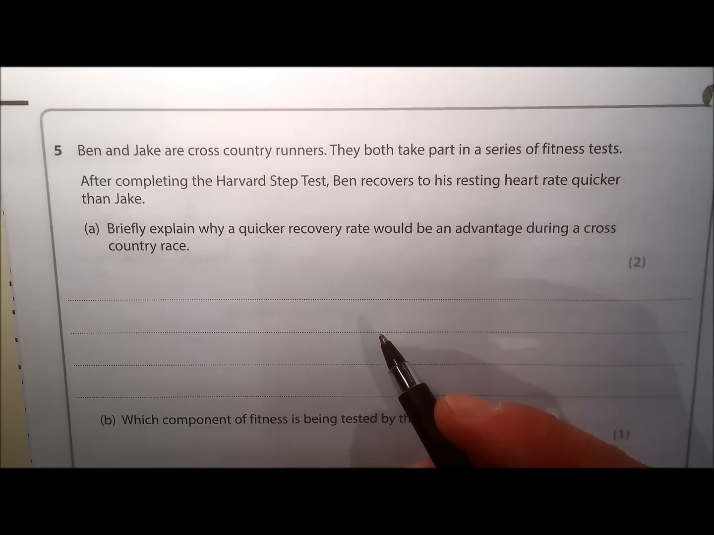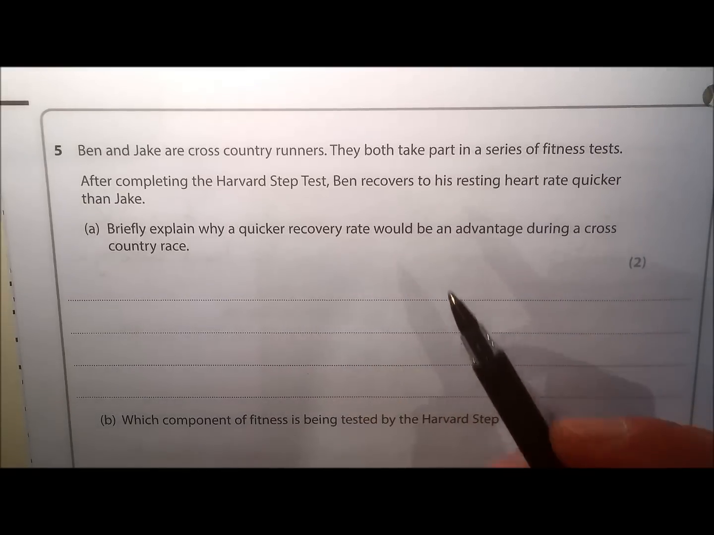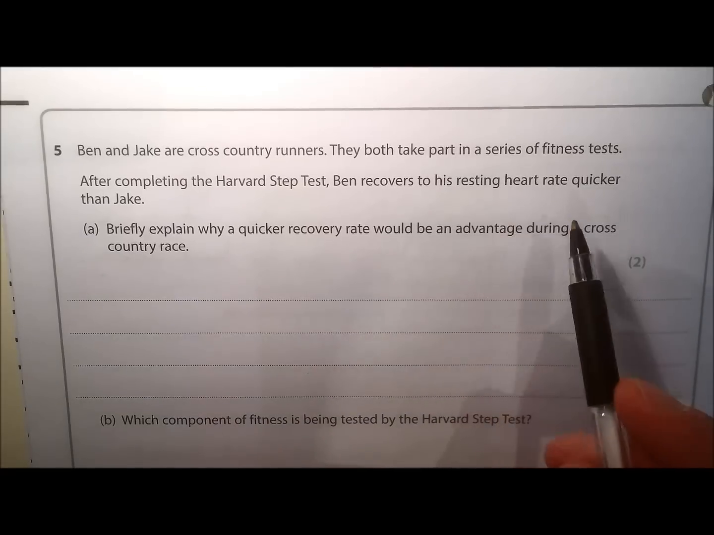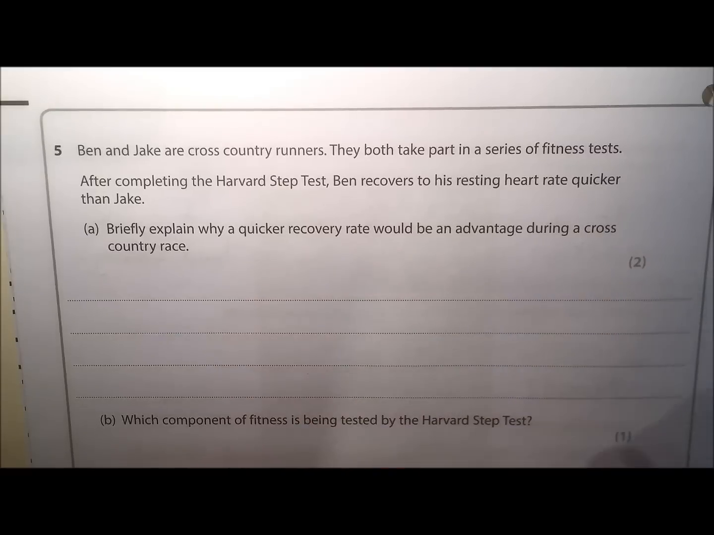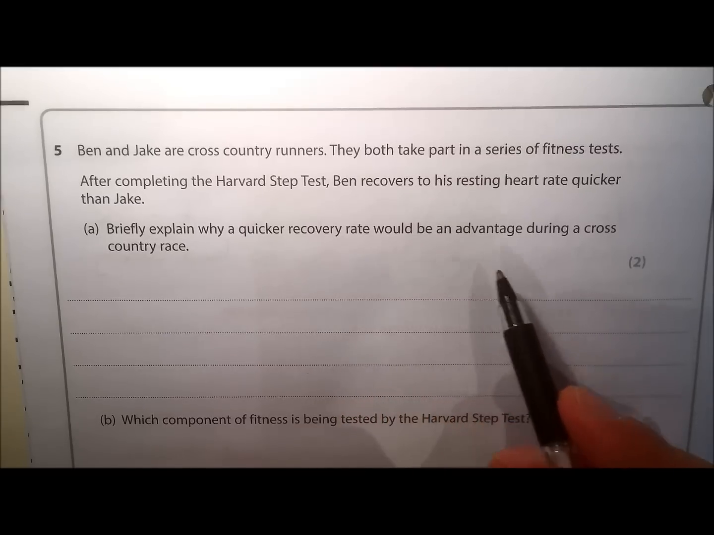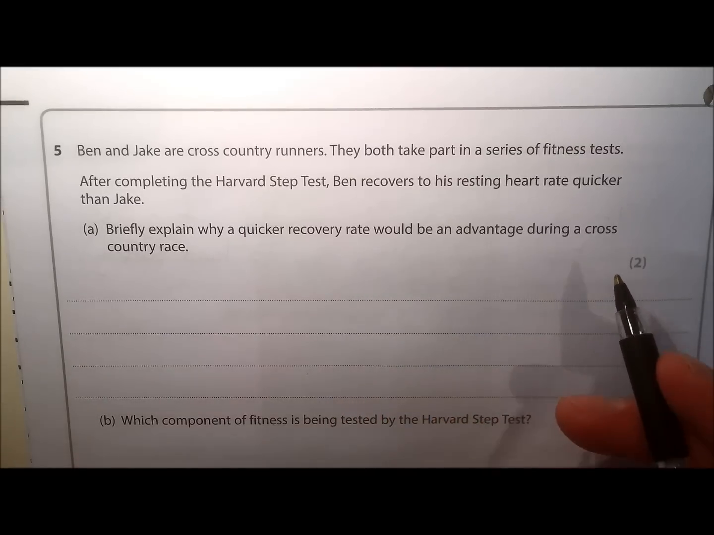Question 5. Ben and Jake are cross-country runners. They both take part in a series of fitness tests. After completing the Harvard step test, Ben recovers to his resting heart rate quicker than Jake. Briefly explain why a quicker recovery rate would be an advantage during a cross-country race.